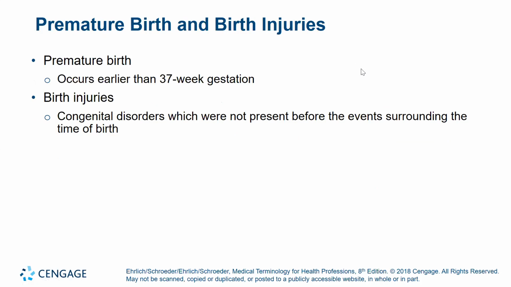Birth injuries would also fit into this, congenital disorders which were not present before the event surrounding the time of birth. An example of a birth injury would be cerebral palsy, which is a result of brain damage, and can be caused by premature birth or inadequate oxygen to the brain during the birth process. So this is where your cerebral palsy would fit into this birth injury category.